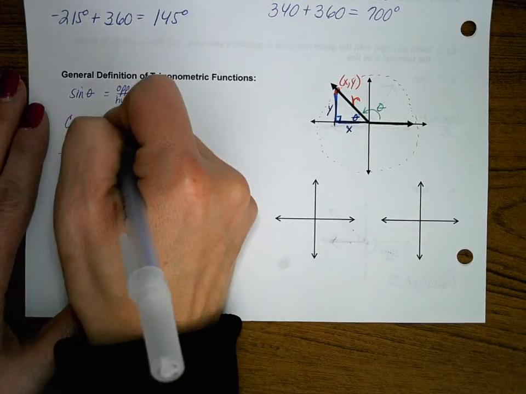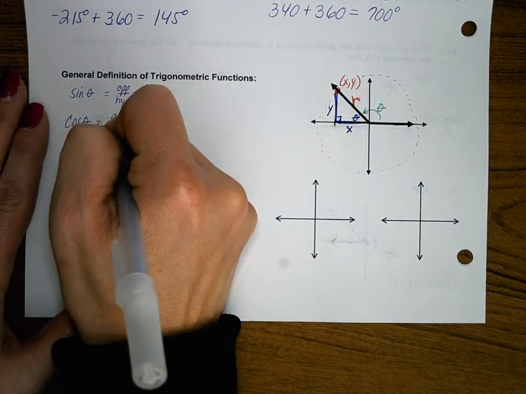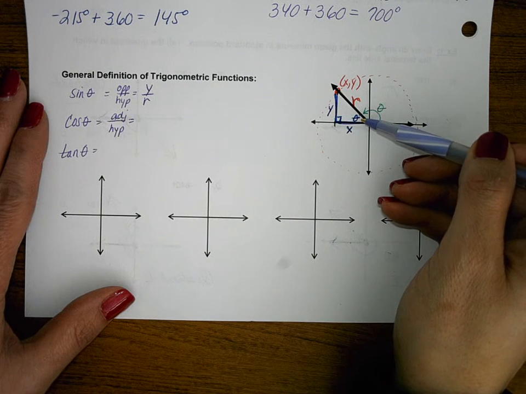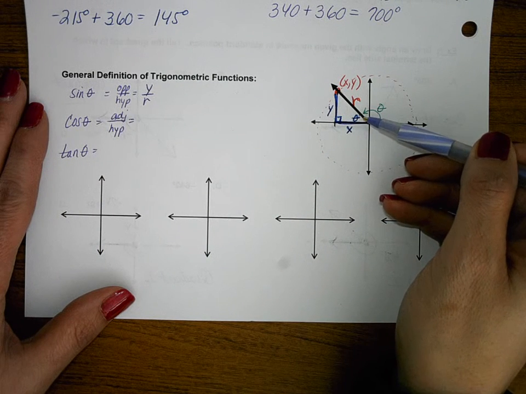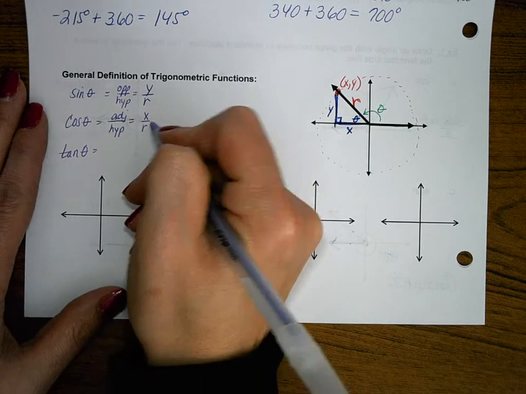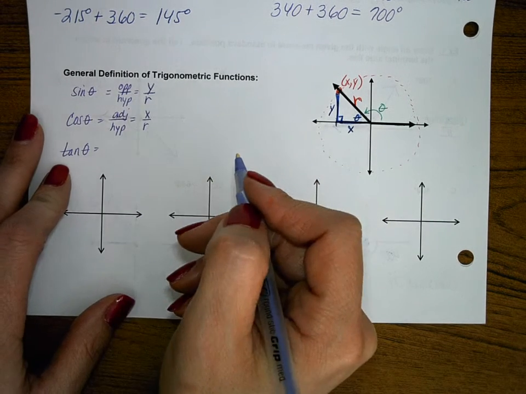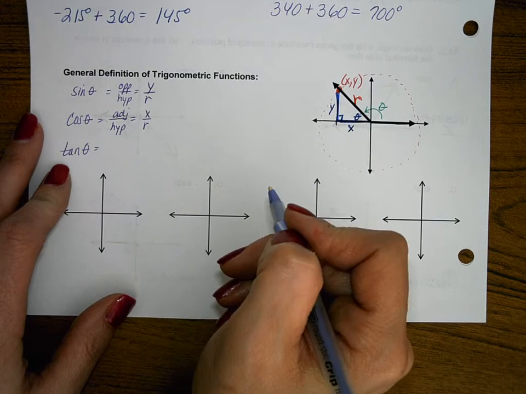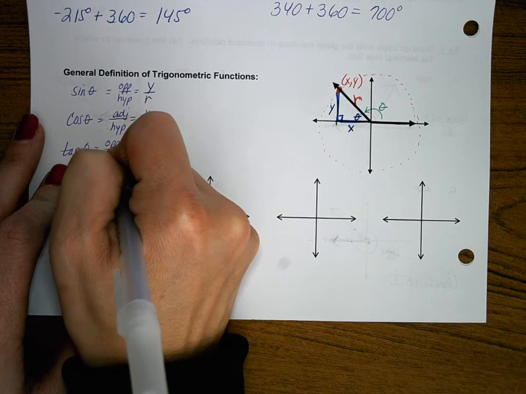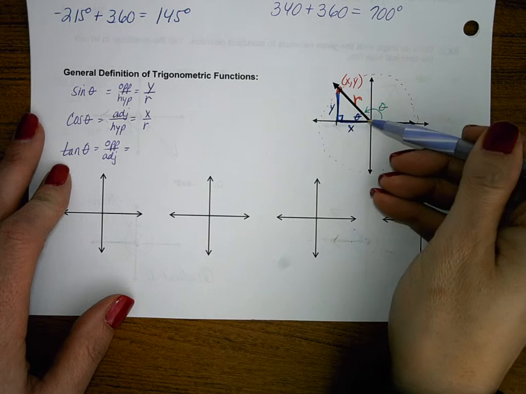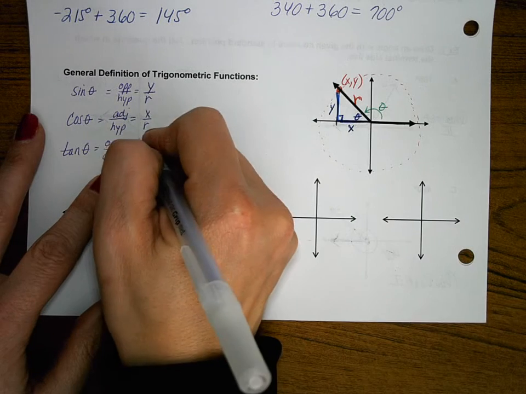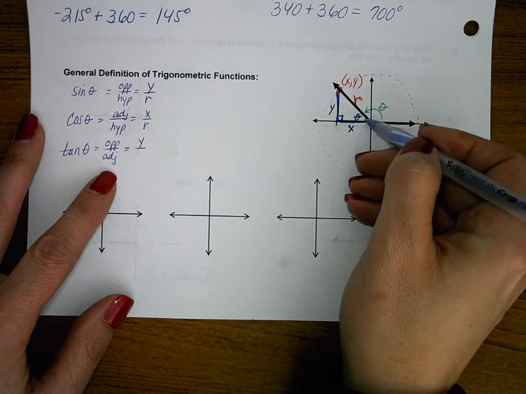Adjacent over hypotenuse. Okay? Now, if I look at this angle, what is adjacent to this angle of theta? X over what's my hypotenuse? R. And tangent. How do I find tangent? Opposite over adjacent. Okay? So as I look at this, what is opposite of this angle theta? Y over what's adjacent? X.